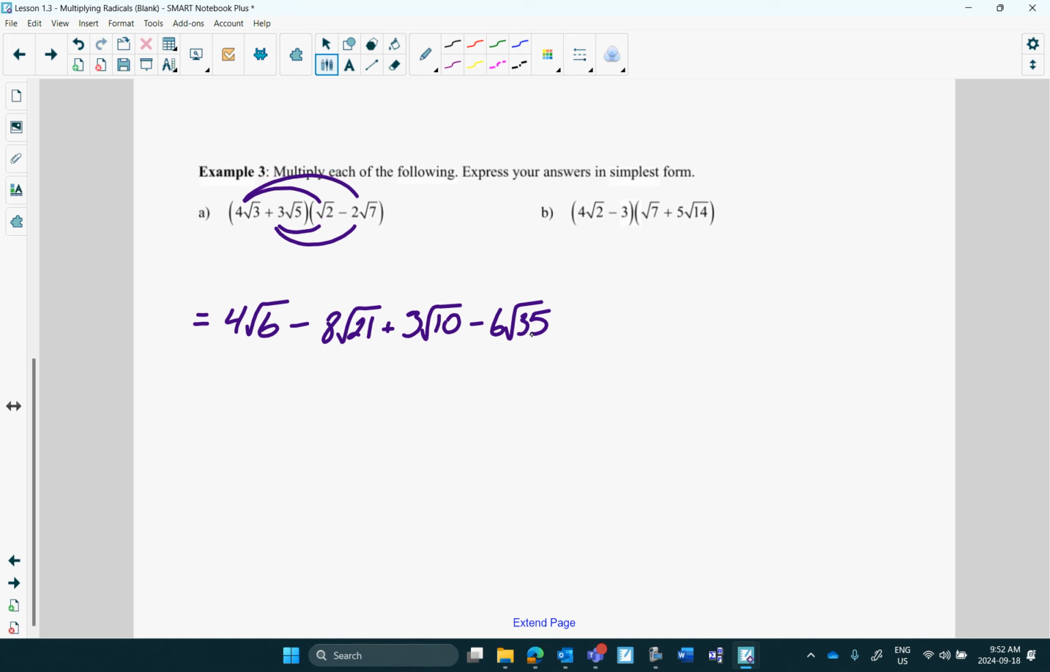Now, just like we did when we were multiplying binomials that had x's or different letters in them, we always want to look to simplify. But before we simplify, we want to see, are there any of the radicals, the square roots in this case, that we can simplify? Are there any perfect squares that go into any of those? No. Which means they're all different numbers under the square roots, so I can't combine anything as far as I can go.